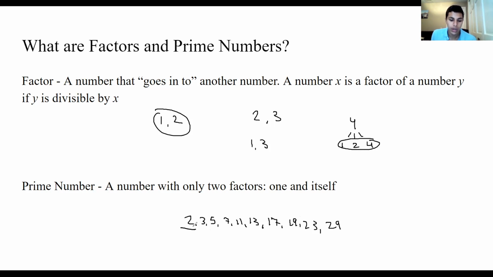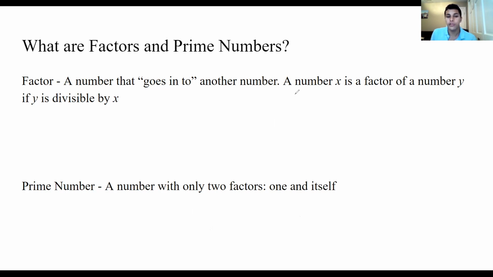And 2 is actually the only even prime number because all other even numbers are divisible by 2, meaning they can't be prime. Now, one last thing before we move on. One common misconception about prime numbers is that 1 is a prime number. That's not true. Even though the only factor of 1 is itself, so it's 1 and itself, part of this definition includes the and.